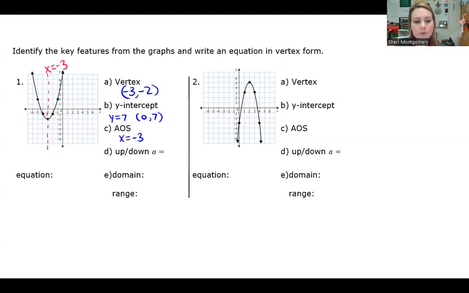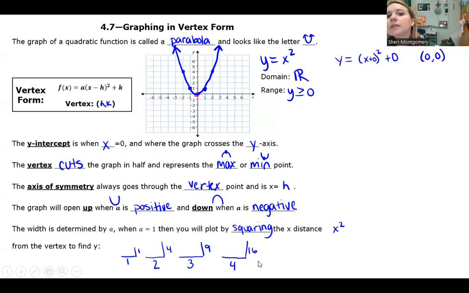All right, to help you figure out what A is: is it facing up or facing down? Up, so it's going to be a positive number. And then A is always 1 if it moves in this pattern. That's what we said. When A is 1, it moves in this pattern. If it's not 1, it's some variation.